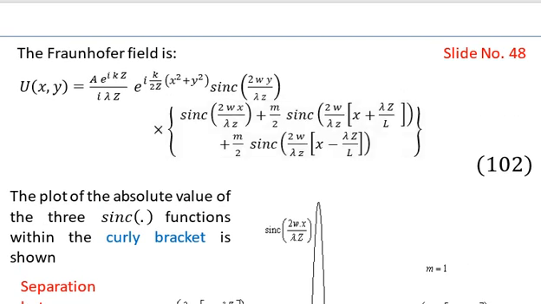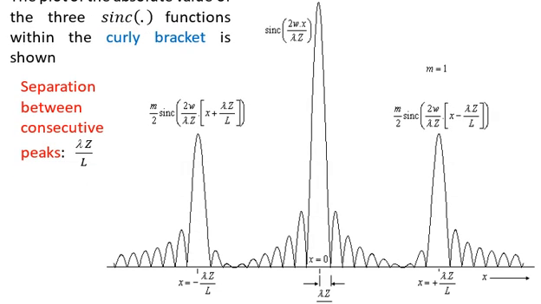Here we are just plotting the terms within the curly bracket, because the other two terms are insignificant when we take the amplitude, and we have discarded the sinc of 2wy over lambda z because it is y dependent, so it would not matter. So only the three sinc functions within the curly bracket have been plotted over here.